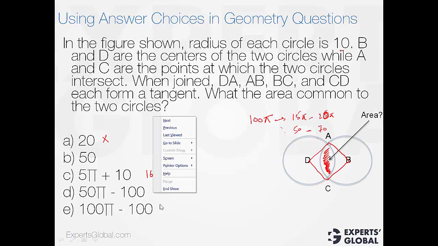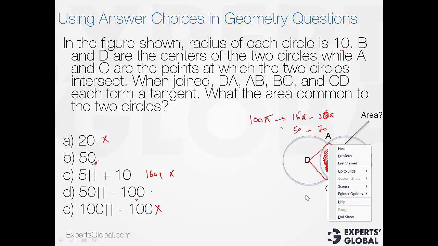100 pi minus 100, this would be above 200. This can also go. So we have three options eliminated. We are between 50 and 50 pi minus 100. Only two options make some sense. See, the values are very, very close. Both the values are approximately 50. But then come to think of it, this is talking about area, and there is a curve involved. It is practically not possible to have an answer free of a pi in it.